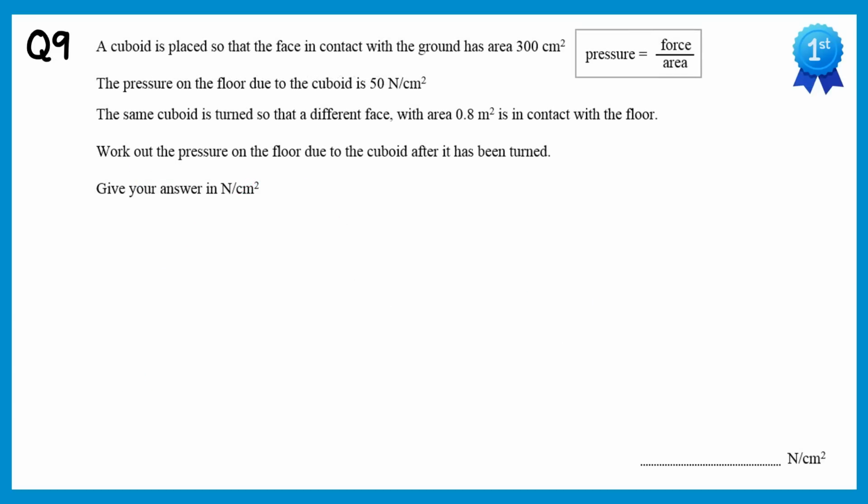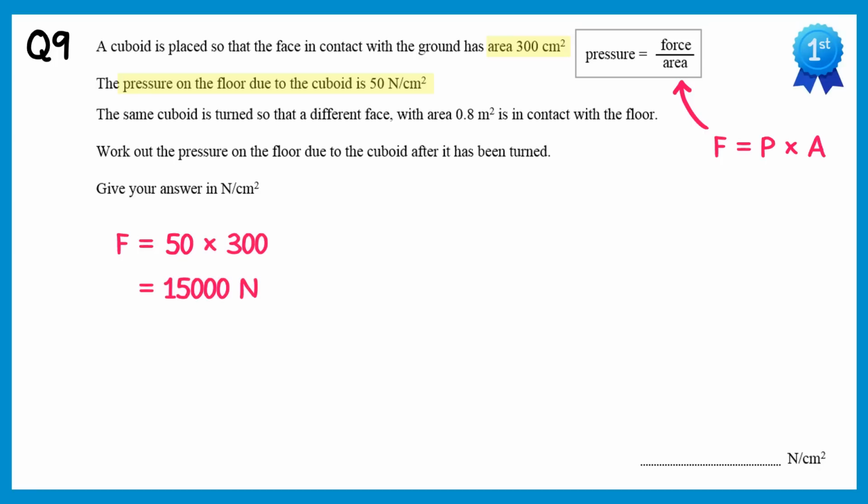In this question, we're told the pressure is 50 newtons per centimetre squared. We're also told the area is 300 centimetres squared. So if we look at the formula we're given, we can work out the force by rearranging this. Force equals pressure times area. So to get the force, we do pressure, which we know is 50, times the area, which was 300. And this gives you 15,000 newtons.